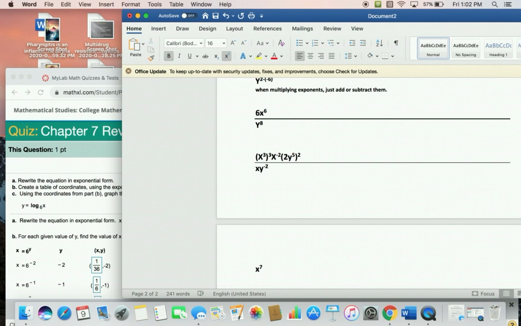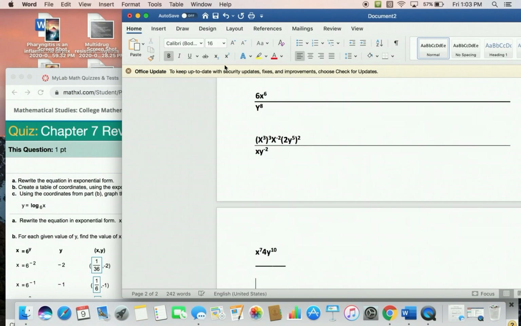And then we still have something to do there, right? Because we have the parentheses next to it. So we have to raise 2y to the 5th to the 2nd power, which is going to give us 4. Y to the 5th is 5 times 2. Y to the 10th. Okay, so all of that is going to be over xy to the negative 2.